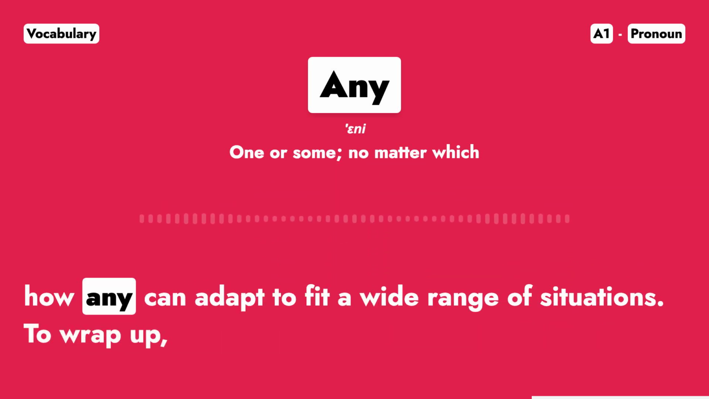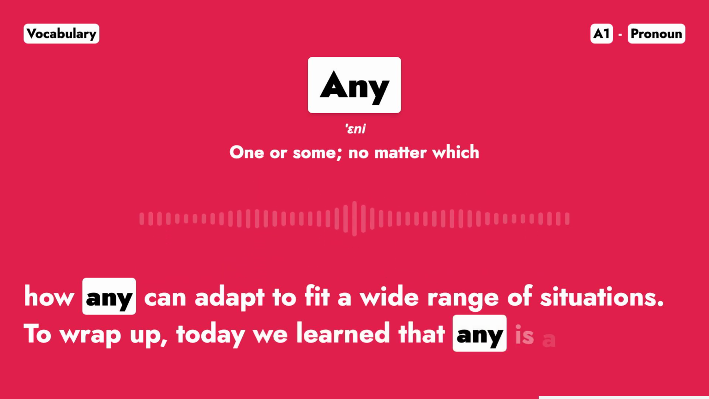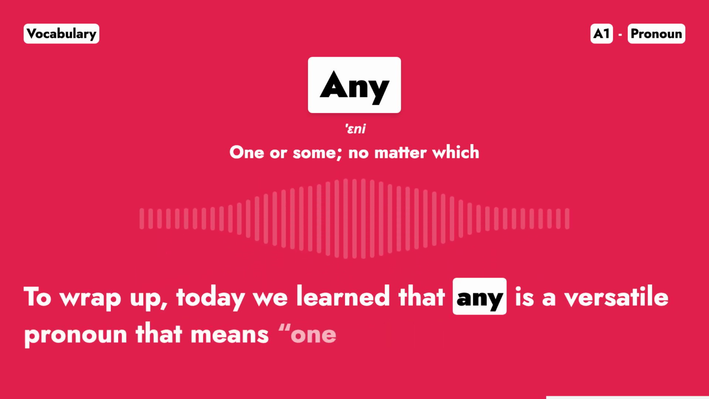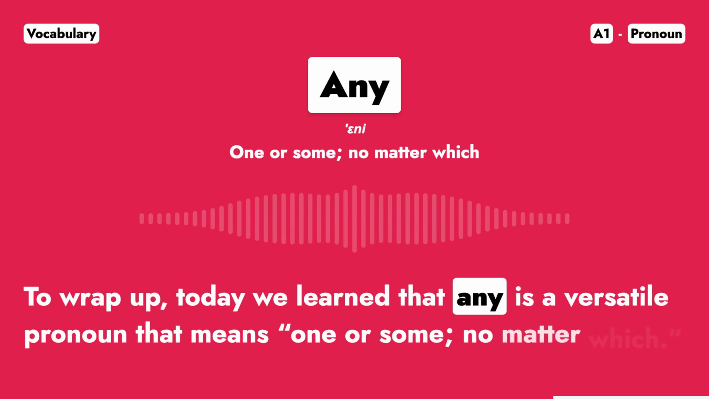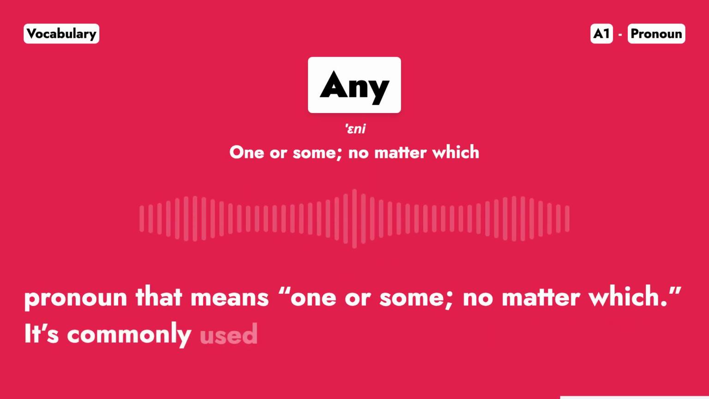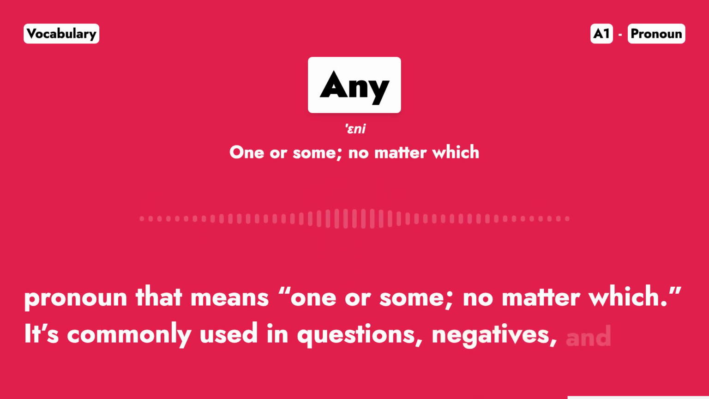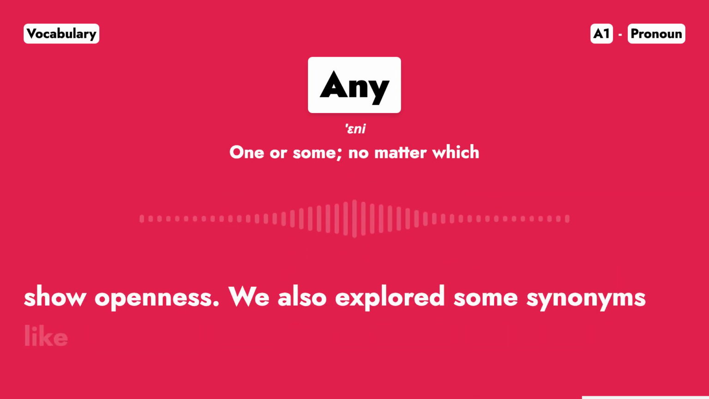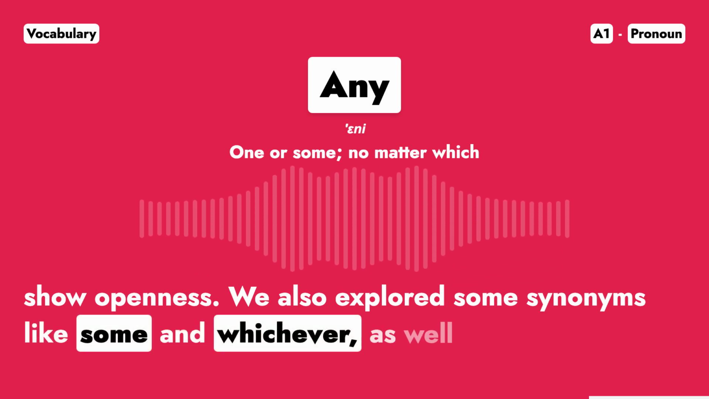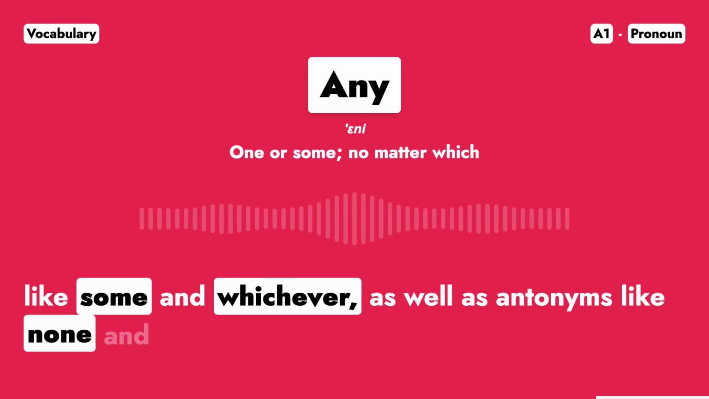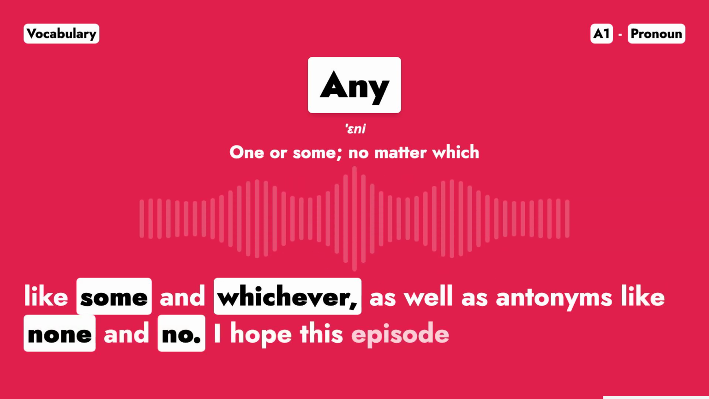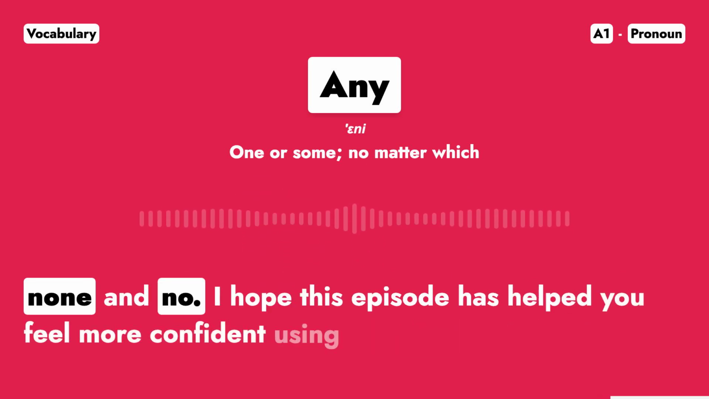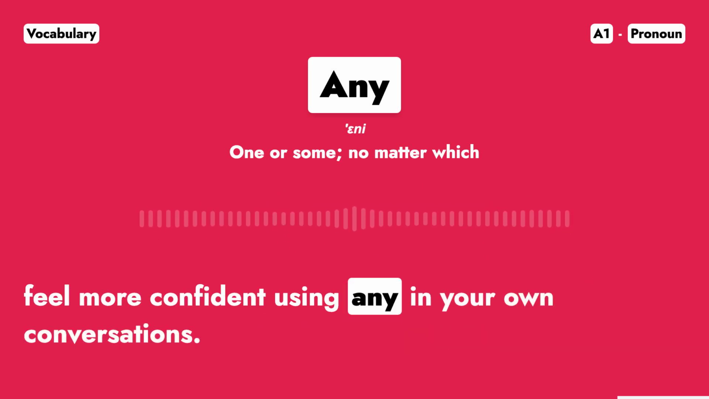To wrap up, today we learned that any is a versatile pronoun that means one or some, no matter which. It's commonly used in questions, negatives, and to show openness. We also explored some synonyms like some and whichever, as well as antonyms like none and no. I hope this episode has helped you feel more confident using any in your own conversations.